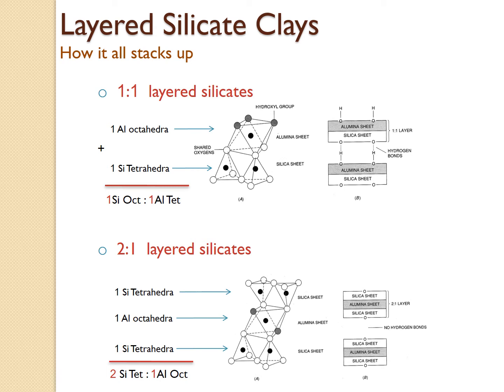What's interesting about one-to-one silicates is that because the silica sheet from the first layer attaches to the aluminum sheet of the second crystalline layer, we end up having hydrogen bonds forming in between layers as they stack up, and so they're held very strongly together. So they don't expand. These types of minerals we don't see expanding when you add water, for example.